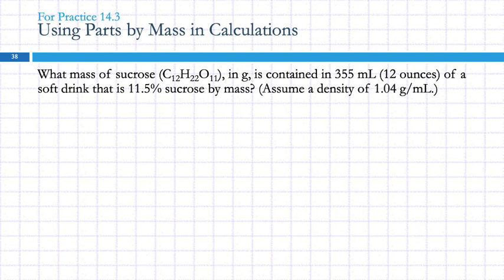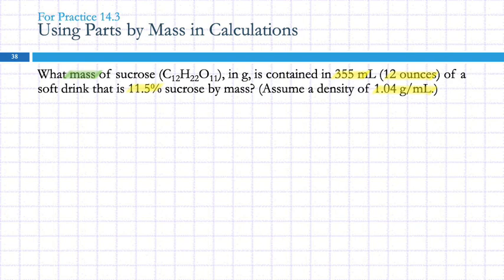What mass of sucrose in grams is contained in 355 milliliters of a soft drink that is 11.5% sucrose by mass? Assume a density of 1.04 grams per milliliter. So we've got some numbers here, and we have a question. What mass? And this is a problem that can be solved using dimensional analysis.